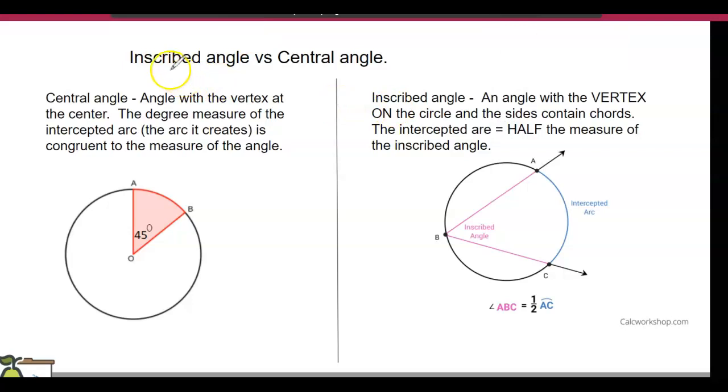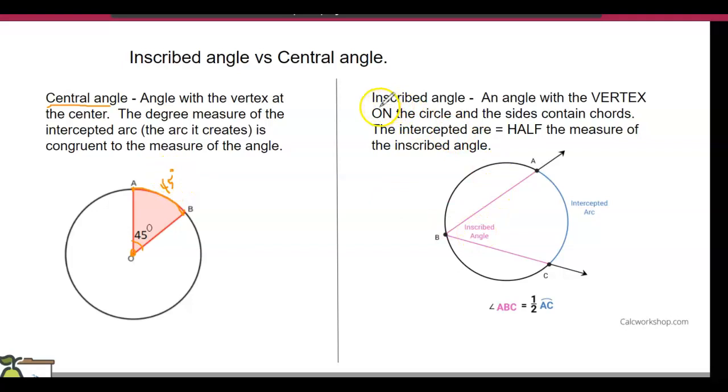Okay, so last week we talked about central angles. A central angle is this angle here with the vertex at the center. So do you remember when this angle right here, AOB, is 45 degrees, the intercepted arc, this arc right here that is created, has the same degree measure. So this one was 45 degrees. That's what we learned before spring break, and we took a test over this. Okay, it's always the same degree measure.